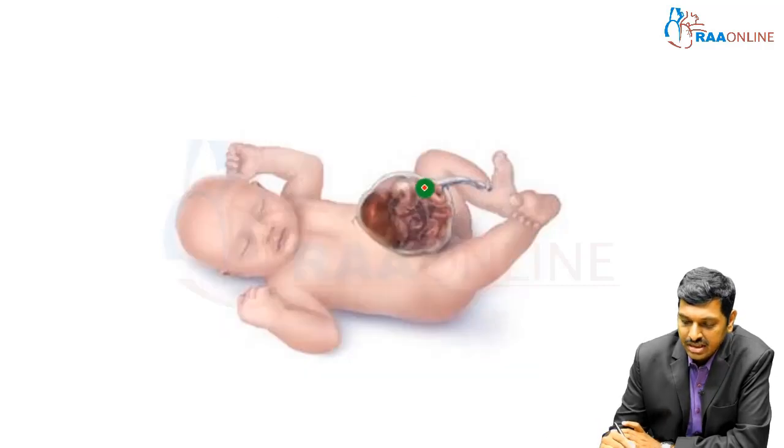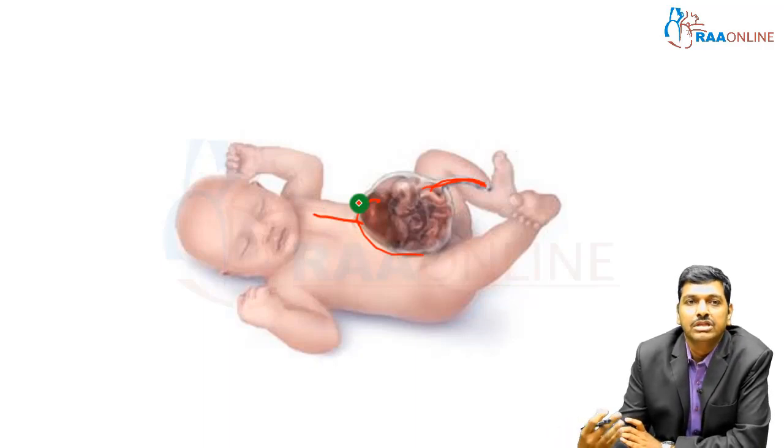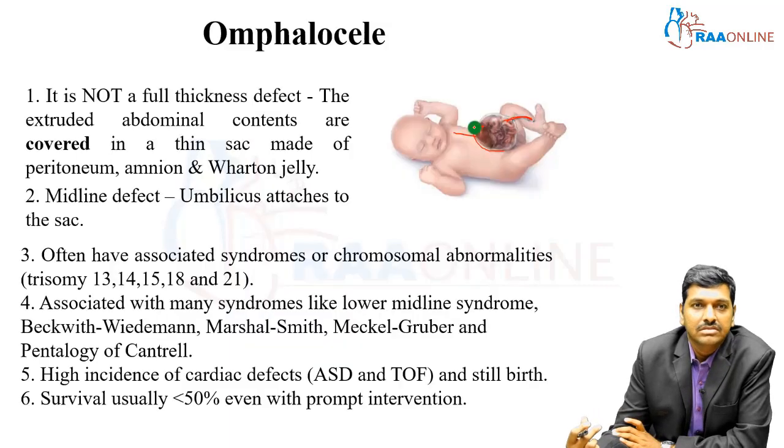As you can see in this diagram, this is the defect and the umbilicus attaches to the defect. This is a midline defect as opposed to gastroschisis, which is paramedian, usually on the right side of the umbilicus.